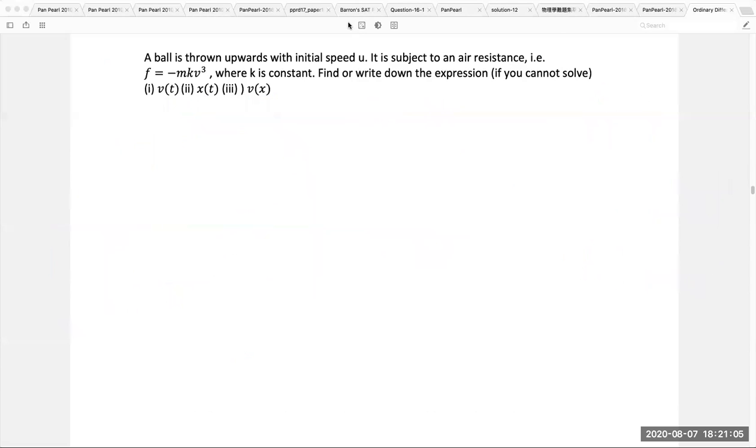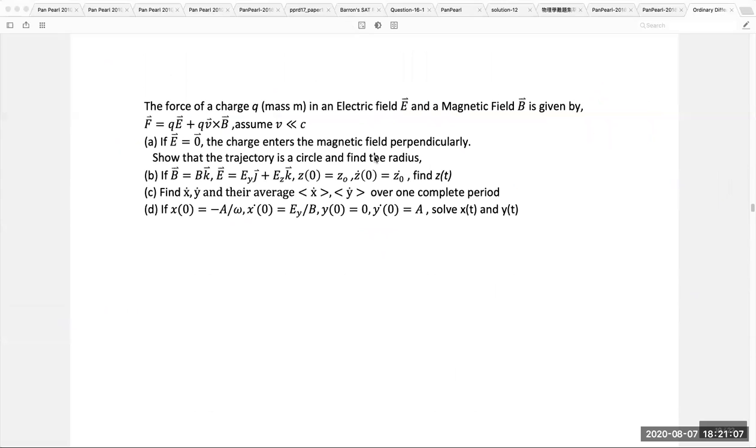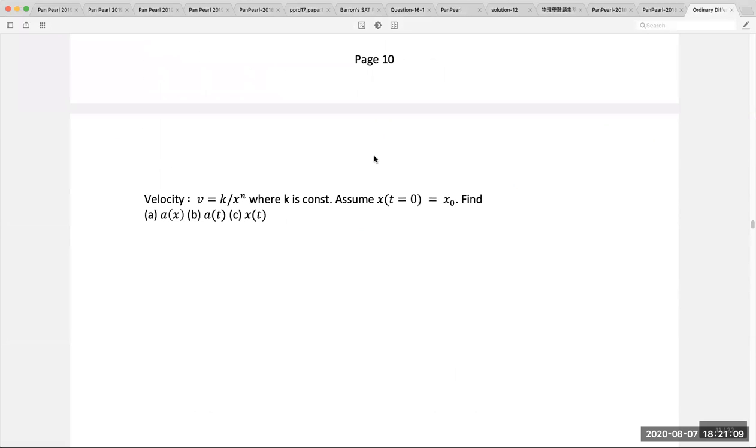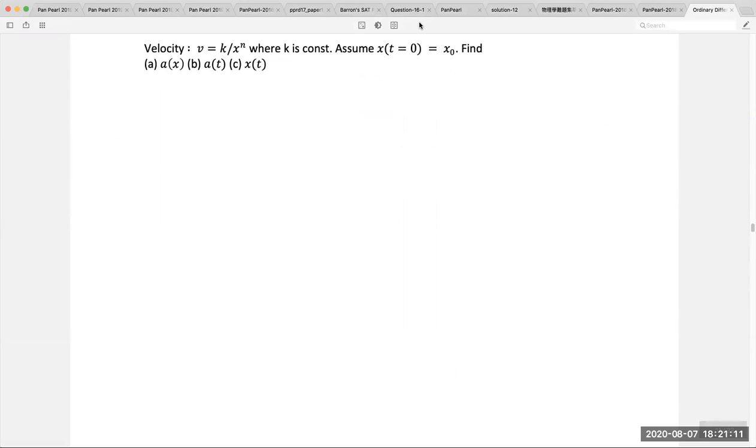If no question, then let's go on to the next one, like this one. Or maybe I give you 5 minutes. You can try to solve it.